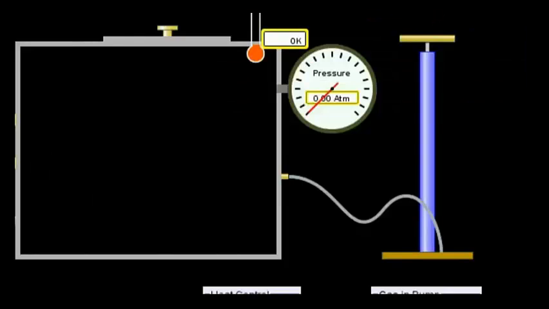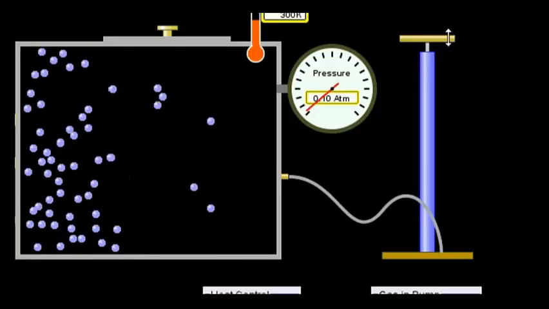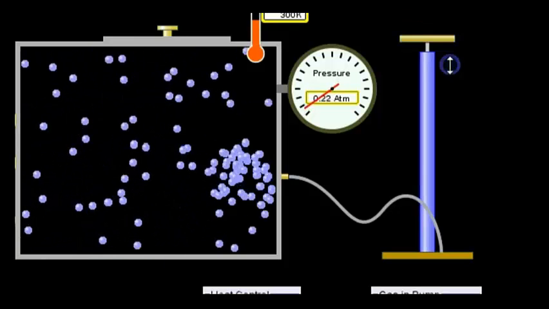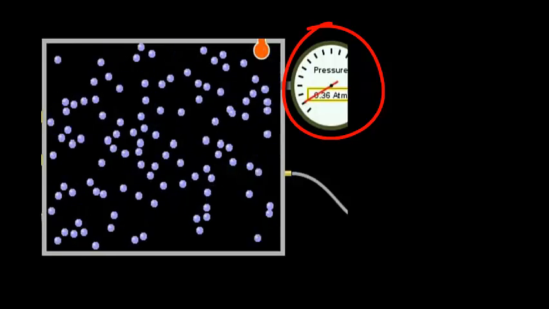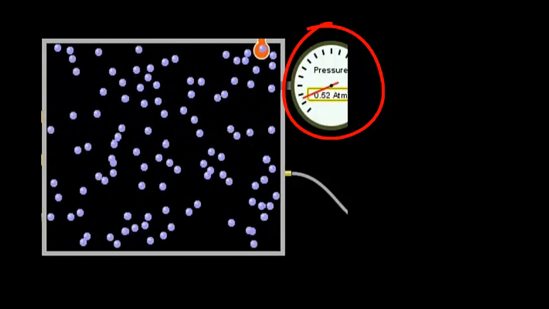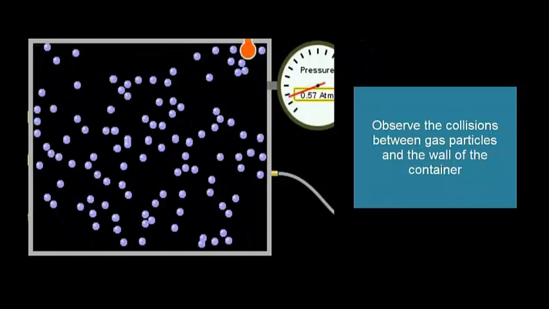In this empty container, there's nothing inside, not a single thing. It is a vacuum. So you can see that the pressure gauge indicates zero pressure. In the next moment, I'm going to pump some gas particles into the container. As the gas particles are being pumped in, I want you to look at the pressure gauge. The pressure is rising. Now observe the collision between the gas particles and the wall of the container.